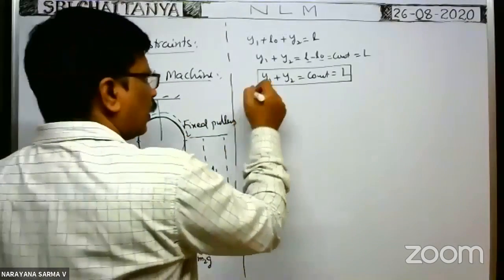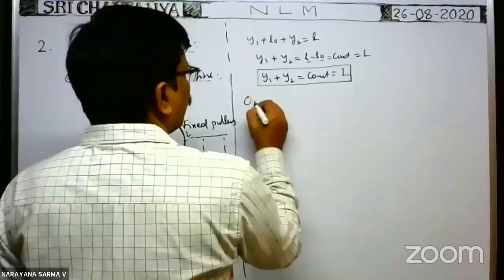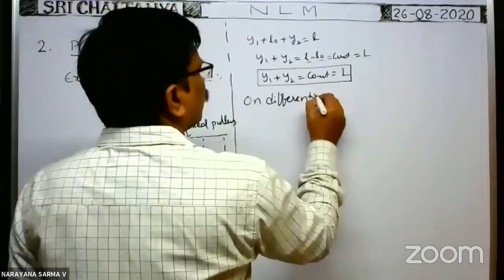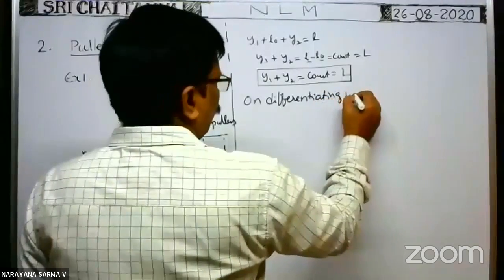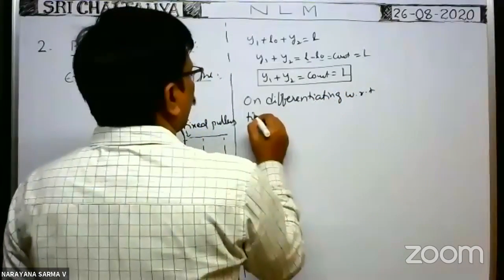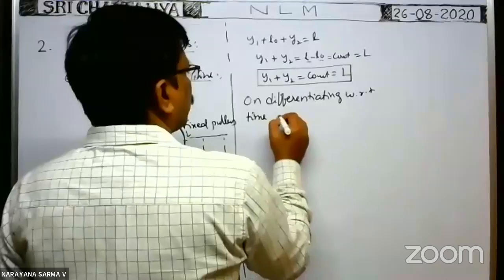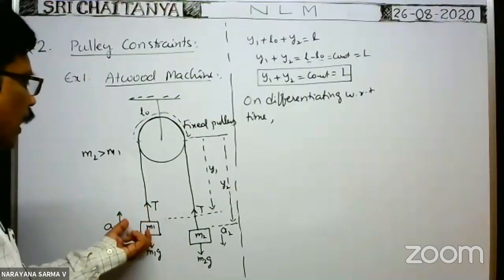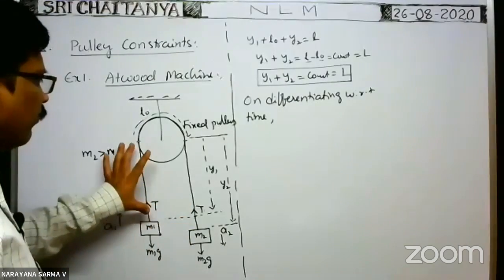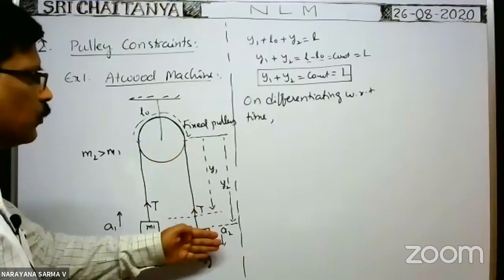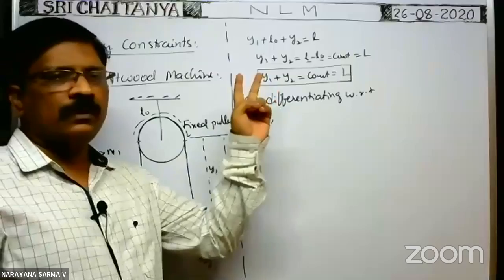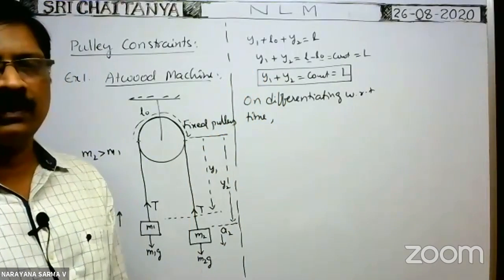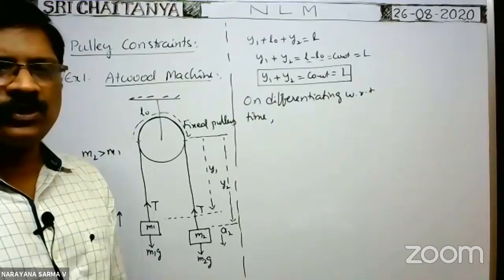Next, we differentiate this with respect to time. Why? Because whenever the two blocks are released, this block goes up and this block comes down, which means the y1 value decreases with time and the y2 value increases with time. So the y1 and y2 values change with time.